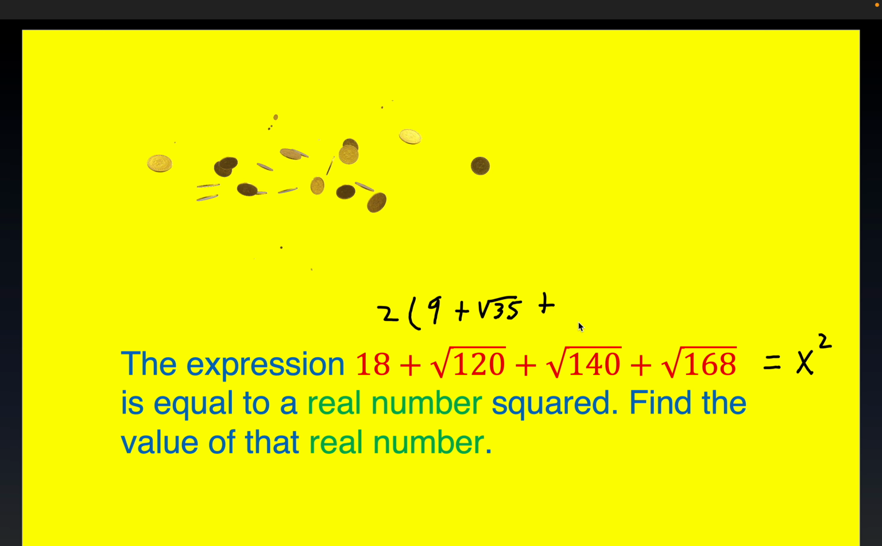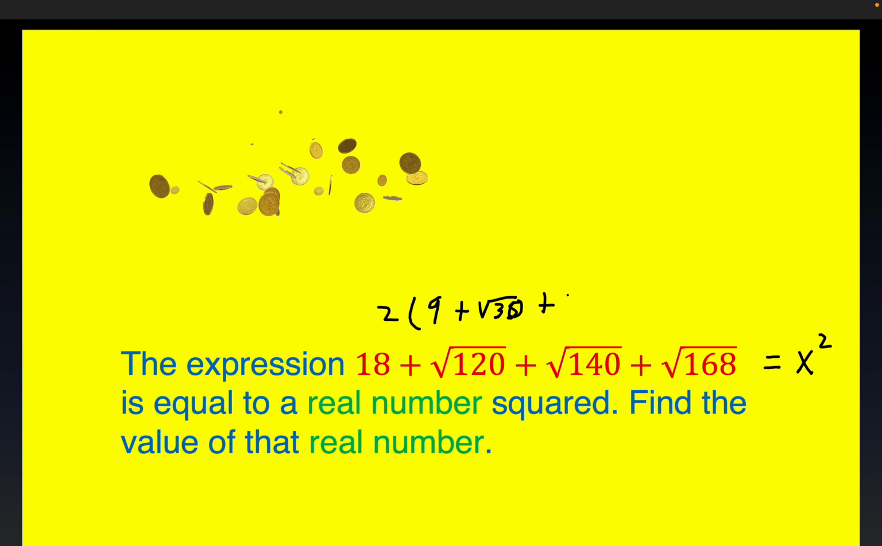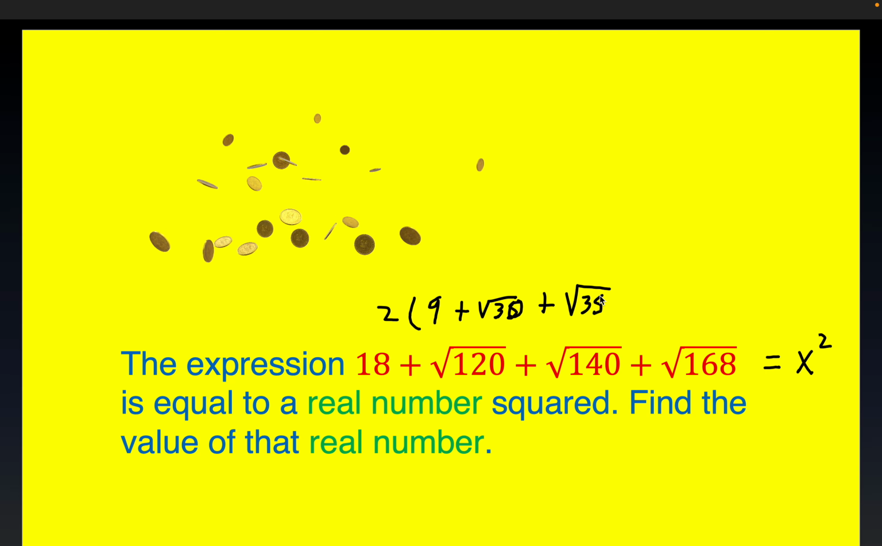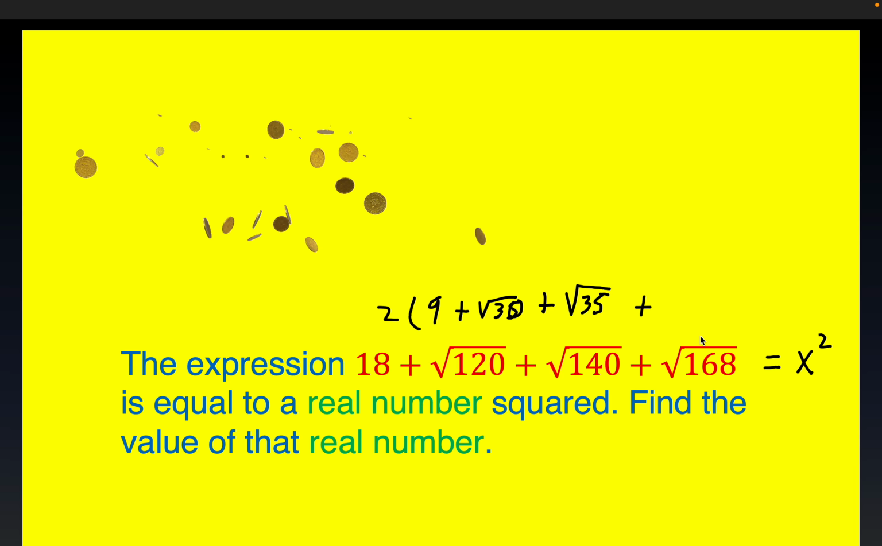And then, no, this is 4 times 30, sorry, right here. Okay. And then the square root of 4 times 35. And then this one here, I think, is 42. Yes, 42.